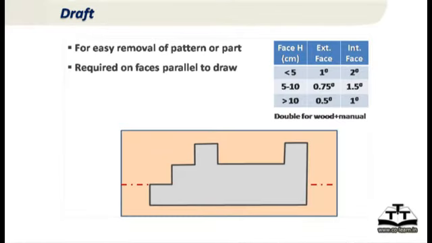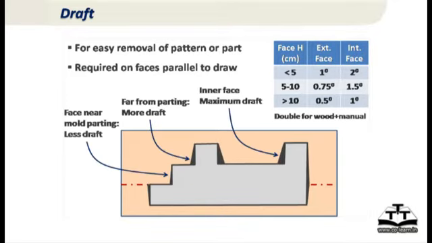Okay. First step is draft. Now you apply draft on all the faces which are parallel to your draw direction. Now if you see the table as well as the slide here, if a face is short and close to the parting line, you don't need to apply much draft, because it's very easy to remove that face from the mold. You just pull a little bit, and the face is clear. You don't need much draft on that.